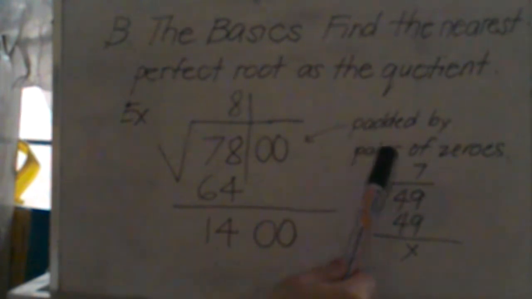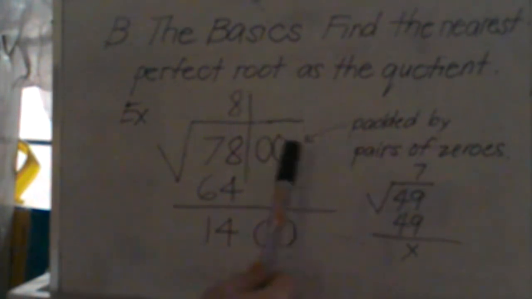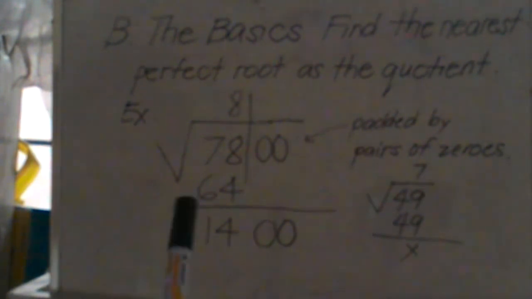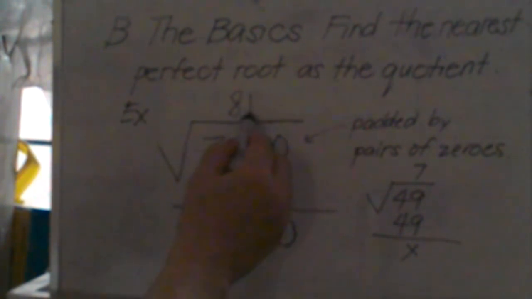Notice the padded pairs of zeros after it. That's because 78 is not a perfect square. If it had been a perfect square like 49, then we will not be expecting any trailing decimals after 8.